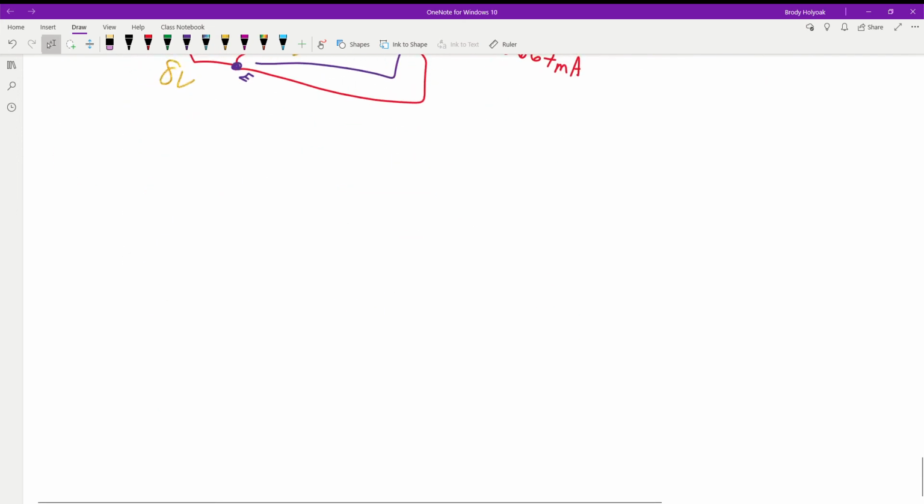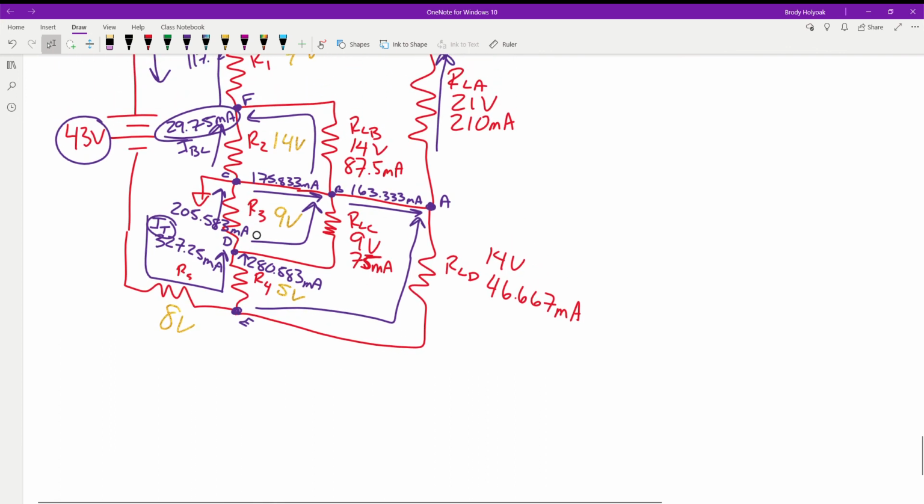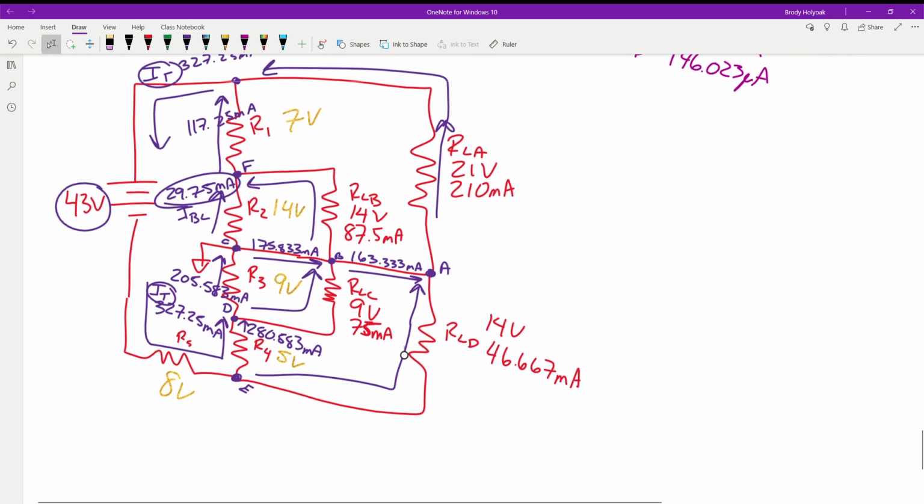R3 and R4 are in series, which are in parallel with the 14 with load D. They're going to subtract out from each other. And then the same with R2 is in parallel with load B. R1 is in series with R2, which is in parallel with load A. Those are going to have the combined voltage of that guy. We add A and B together, A and D together, subtract that from our source, and the rest of it has to be dropped across R5.